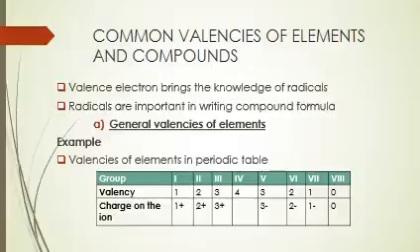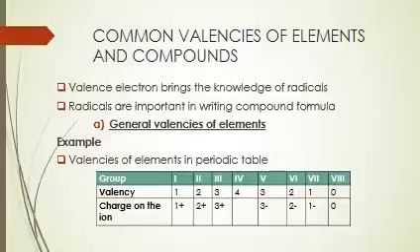So valence has no charge. Now let us go to valences in different groups. From group 1 up to group 4, the number of electrons in the outermost shell equals the valence. The number of electrons in the outermost shell, or in the last shell, is equal to the valence.